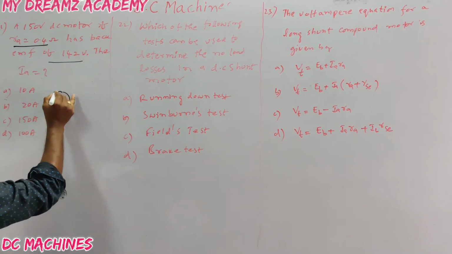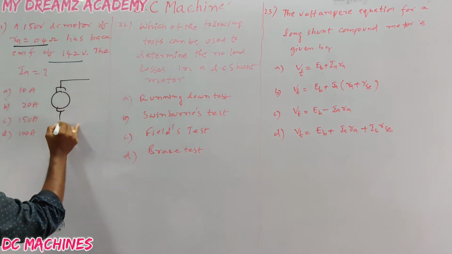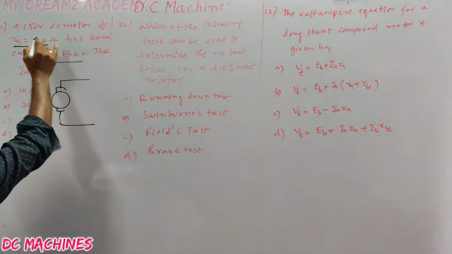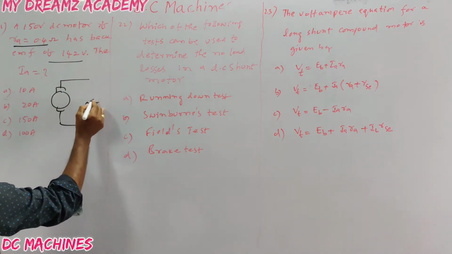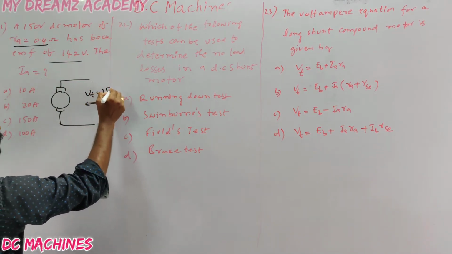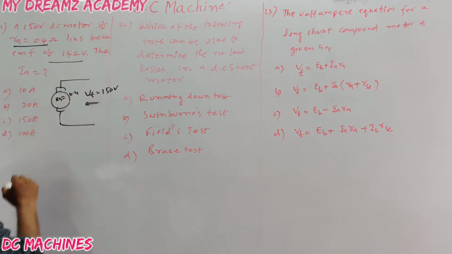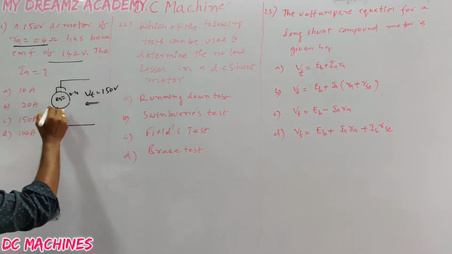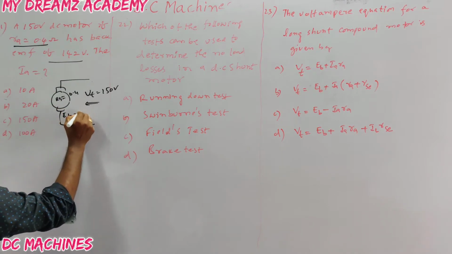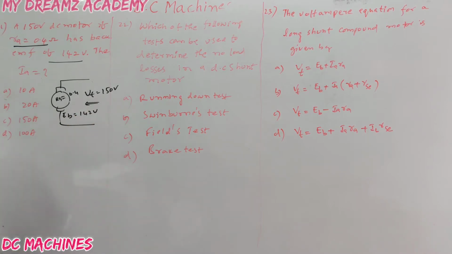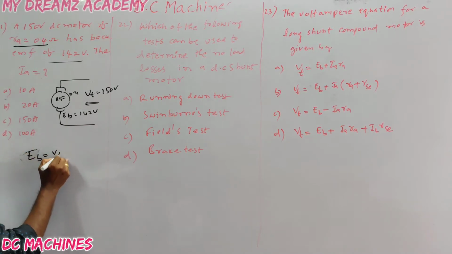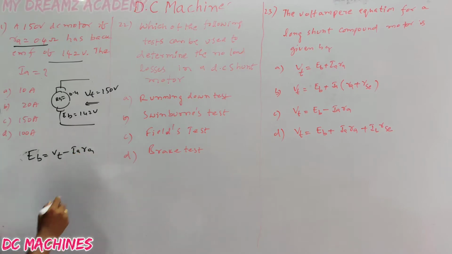So you know that this is our equivalent circuit of DC motor. Here the voltage given is 150 volts, the terminal voltage. The armature resistance is 0.4 ohms, and the back EMF is 142 volts. For this DC motor, we know the relation Eb is equal to Vt minus Ia into Ra. This is our back EMF equation of the DC motor.